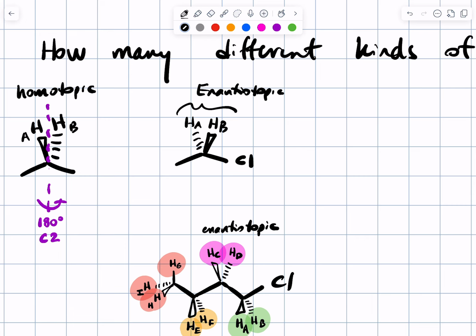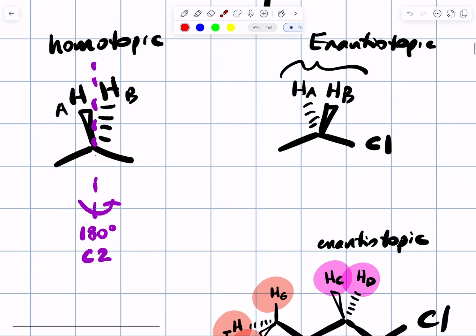So it's because of the things that are attached to that central carbon that changes whether it's homotopic or enantiotopic? That's right. The things that are attached to that, well, really the symmetry of the molecule overall, but in this simple example, the things that are attached determine whether it's homotopic or enantiotopic.